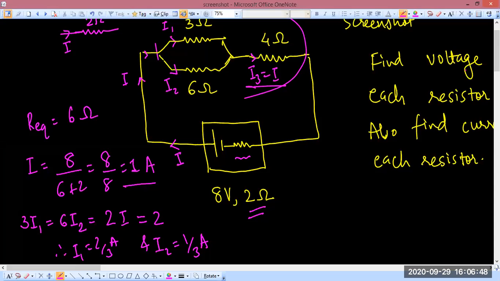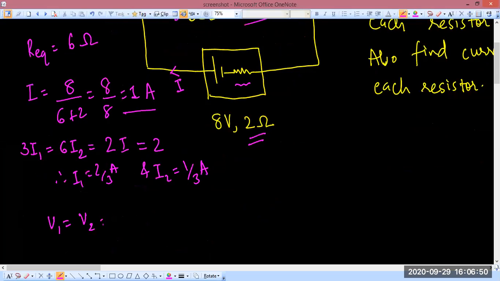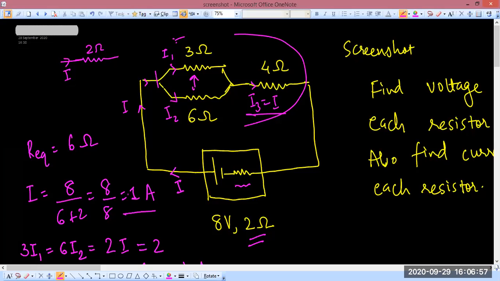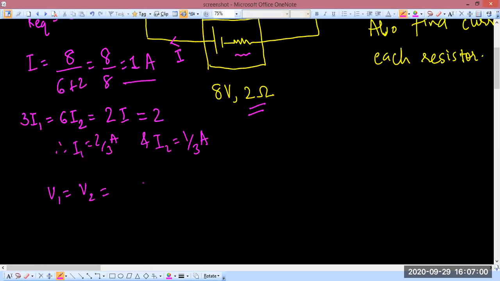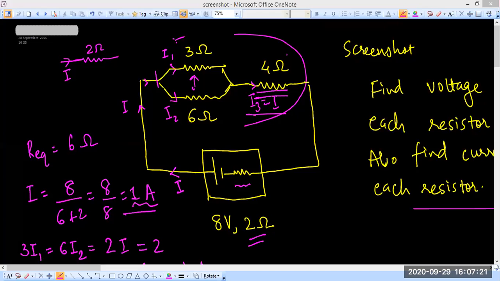Voltage, V1 equal to V2, take whichever you like, right? Because R1 and R2 are in parallel, right? So take whichever, it will work. So the answer will be 2 volt, by Ohm's law. And for V3, for the third resistor, it's going to be 4 volt because current is 1 ampere and resistance is 4 ohm, right? So that's it, right? This is the whole question.